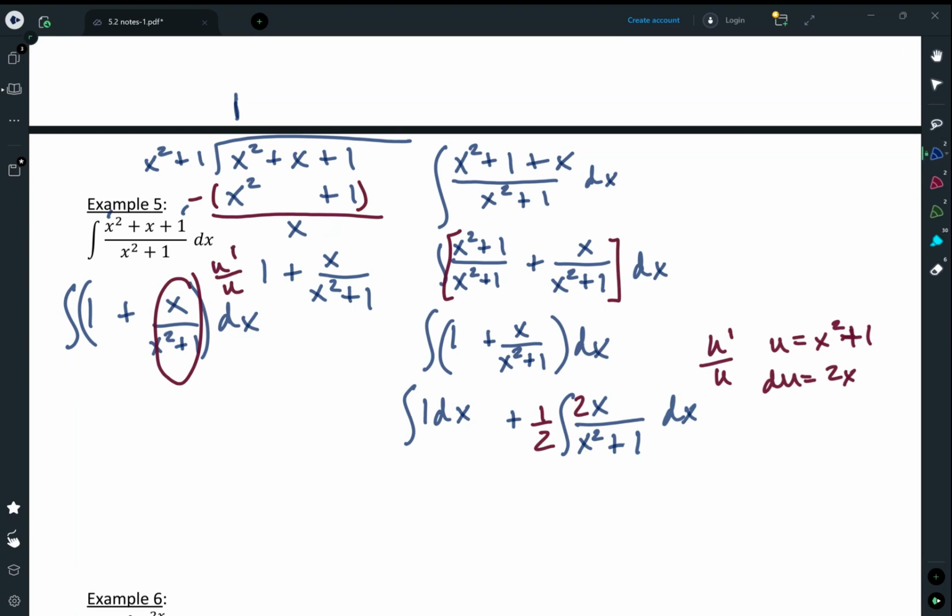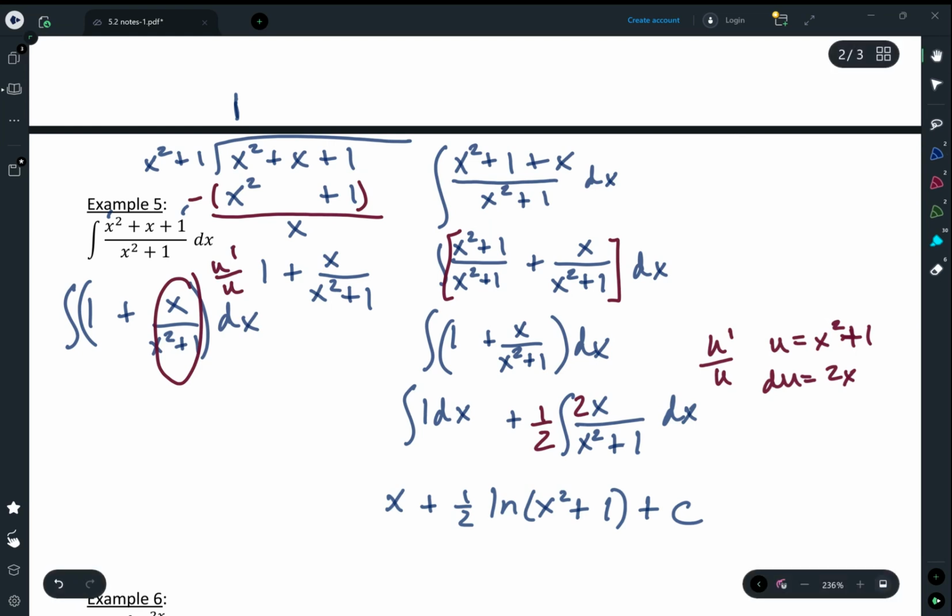So when I integrate 1 dx, that's just x. When I integrate my second integral, I'm going to have 1/2 times the natural log of the quantity x squared plus 1, which will be positive. If I square something, that's positive. If I add something to it, it's positive. And then plus c. So in this chapter, we're going to get a lot of these kind of weird answers where we've got natural logs mixed with other things. So it's going to be kind of interesting.